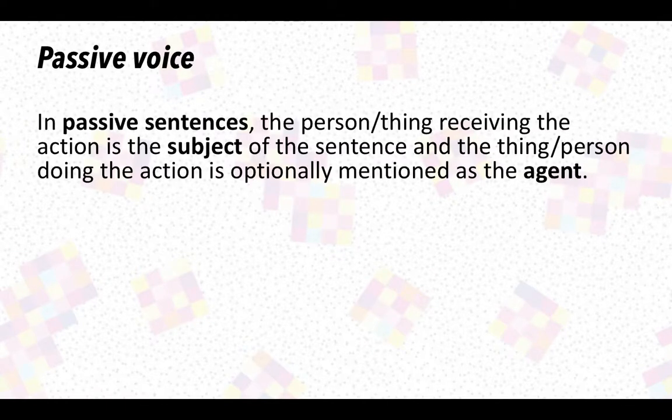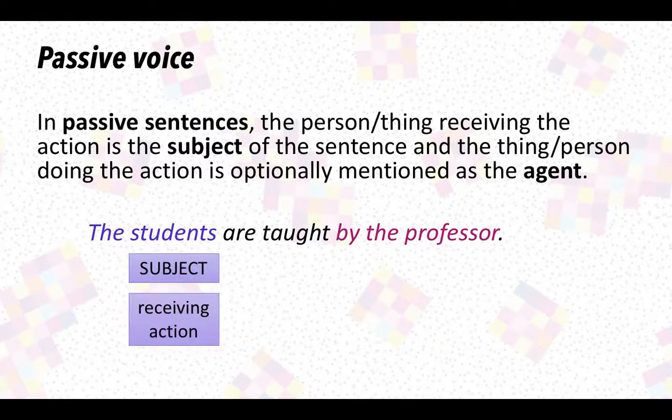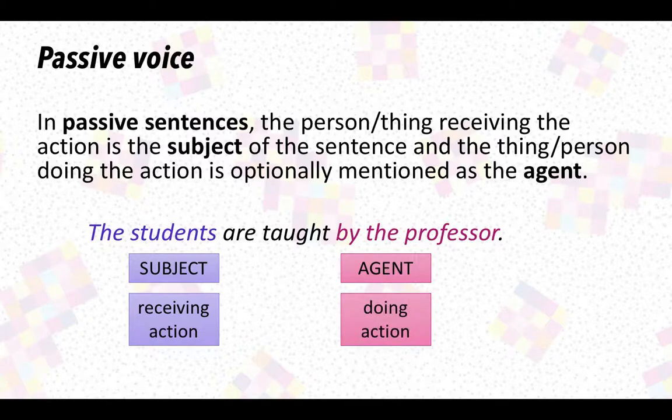Passive sentences have a complete opposite structure. Here, the subject does not really do the action, but rather undergoes it, and the person or thing doing the action can be mentioned in the form of an agent. So, in the example sentence, the students are taught by the professor. The students are the subject, undergoing or receiving the action. By the professor is then turned into an agent, and the agent actually does the action of the verb, the teaching here.